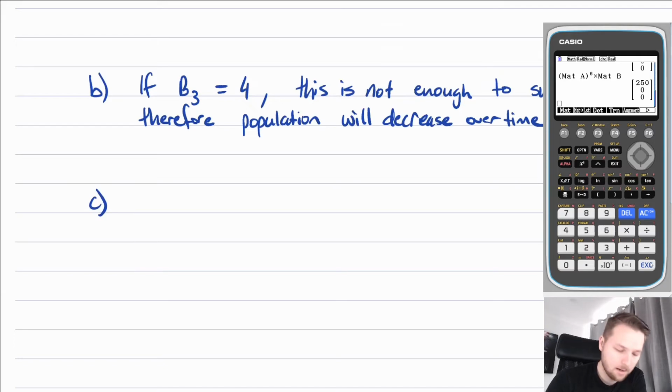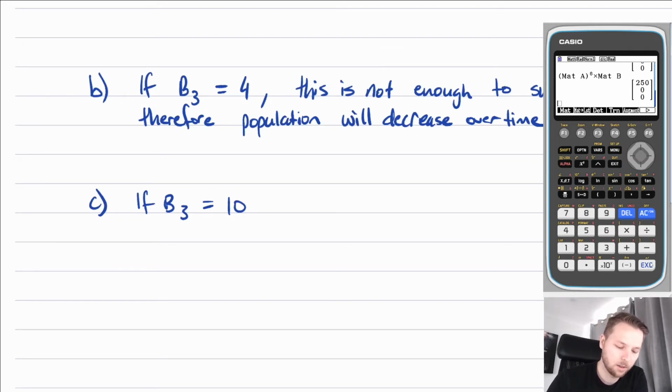And then lastly, C, if B3, our birth rate for the 3rd age range, is 10. All right, now we've had a birth rate of 8, which ended up not changing the population at all. L cubed was the identity matrix, so every 3 time periods, the initial population returned. Okay, if the birth rate was 4, our population decreased, which makes sense. But now if our birth rate is 10, which is more than 8, would you think the population will decrease, stay the same, or increase over time?